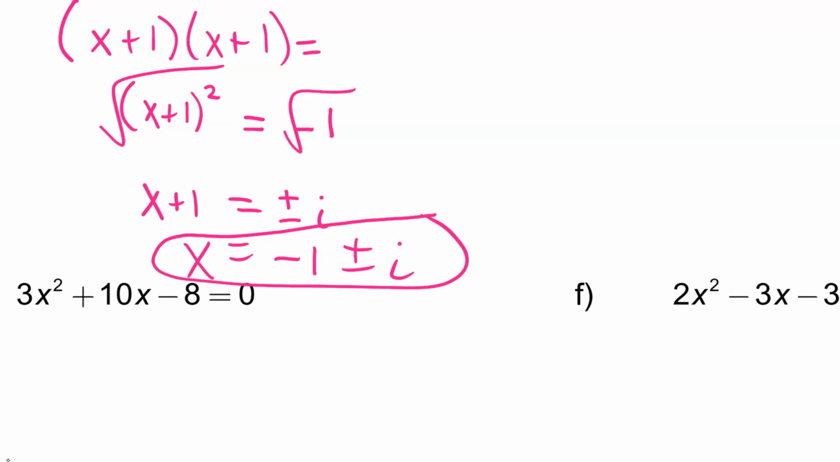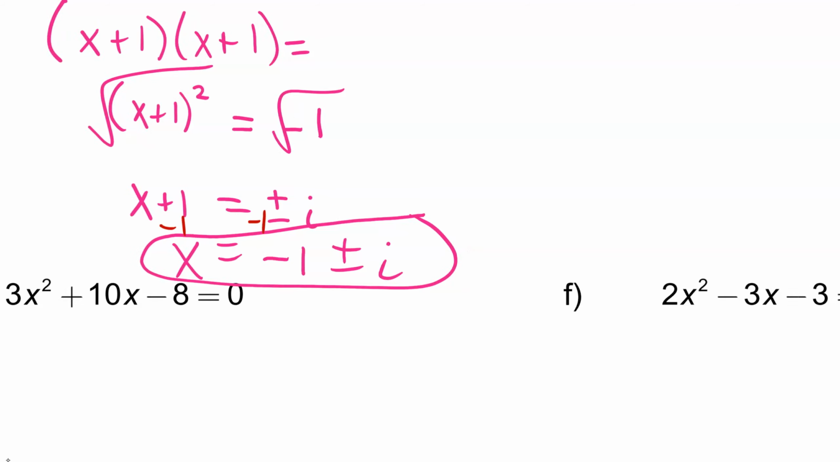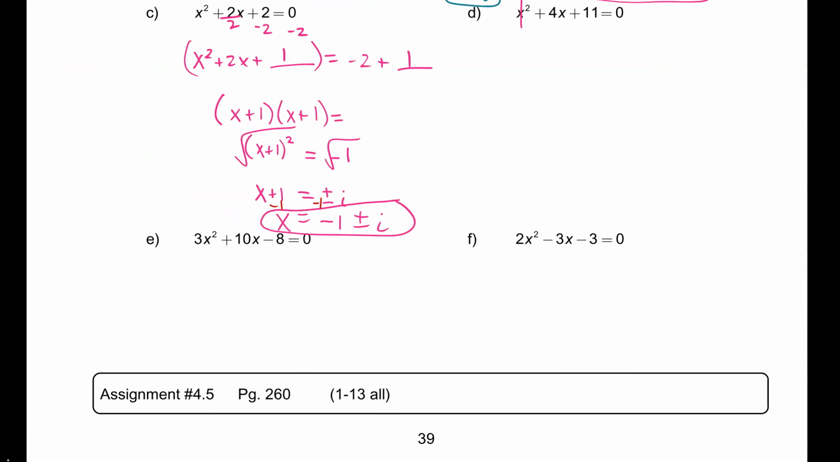Wait. So for all of them, if it was negative 3, you would have negative 1 plus or minus root 3 i. What if it was 20? Positive 20? Then you could simplify and say 2 root 5. So you could say whatever number plus or minus 2 root 5.